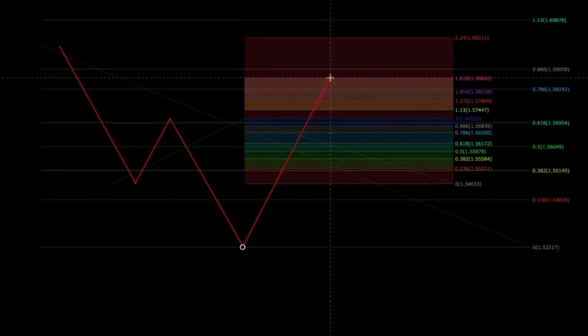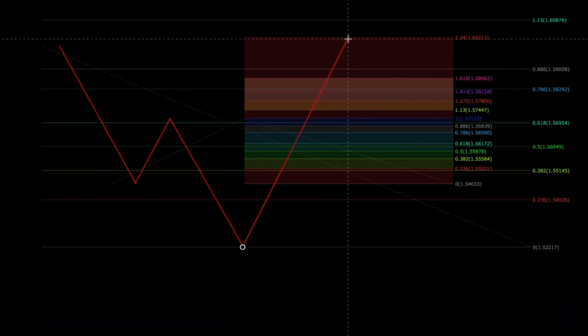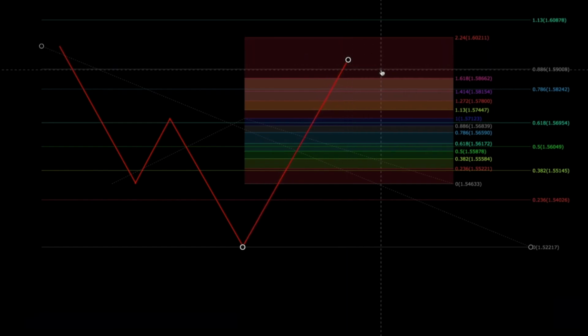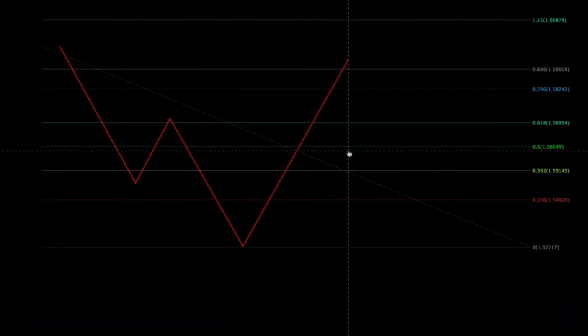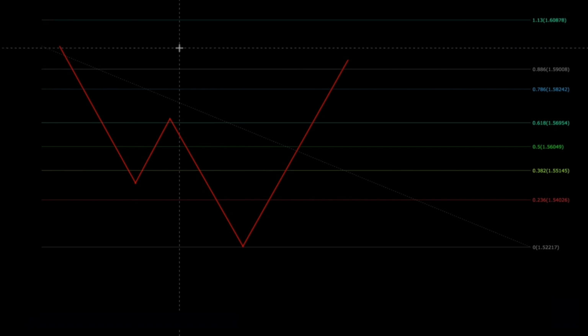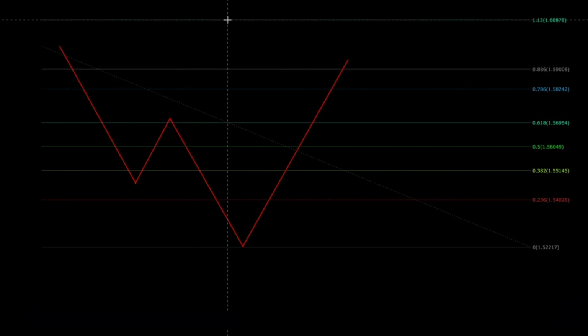But we're still looking at that zone of a 618 to touch the 886 to the 224. But now you can see, because I've drawn that other impulse leg, so I've gone the O to X, X to A to B leg, I drew that deeper. And now all of a sudden it's a different pattern. It's a completely different pattern. But the same rules apply.